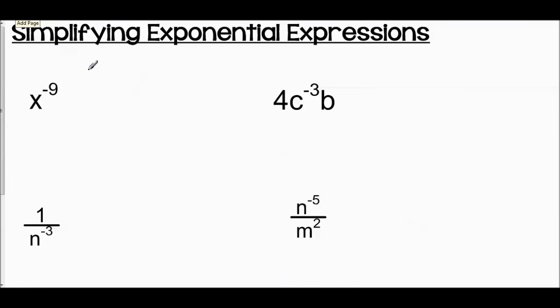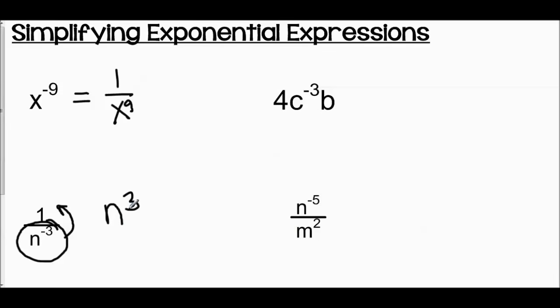So let's practice a little bit. X to the negative 9th power, what that negative says is that x to the 9th power needs to be on the bottom. So that would be equal to 1 over x to the 9th power. This one down here, 1 over n to the negative third, that says that n to the third is going to be moved up here. The negative disappears because I'm putting it up there as the reciprocal. So that would be over 1, which simplified is n to the third power.